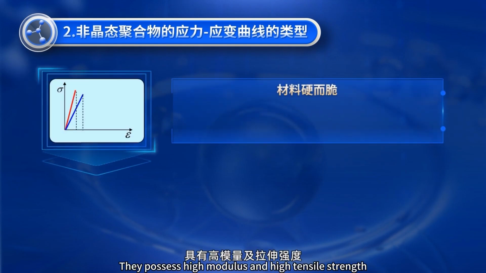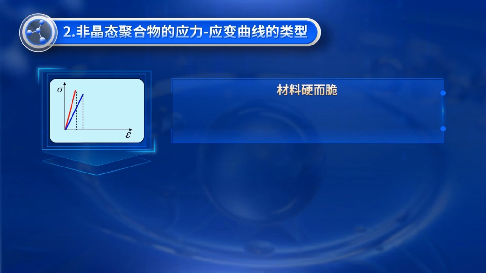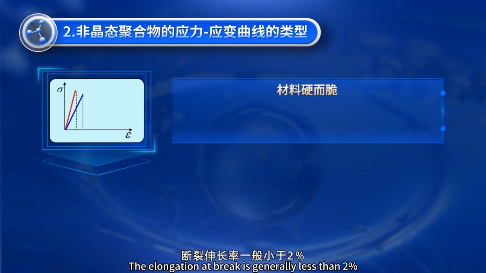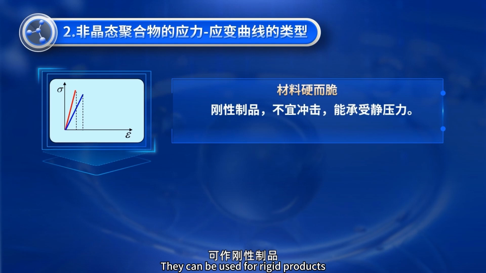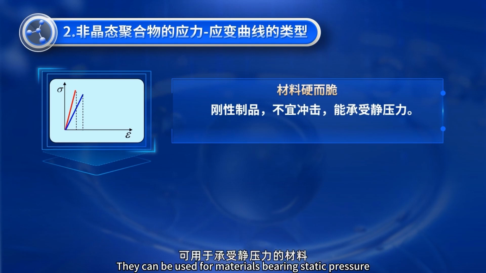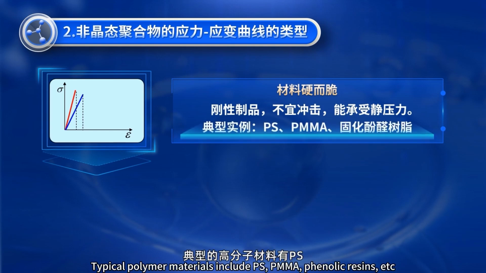They possess high modulus and high tensile strength. They have no yield point. The elongation at break is generally less than 2%. They undergo brittle fracture under stress. They can be used for rigid products, but they are not suitable for impact loading. They can be used for materials bearing static pressure. Typical polymer materials include PS, PMMA, phenolic resins, etc.